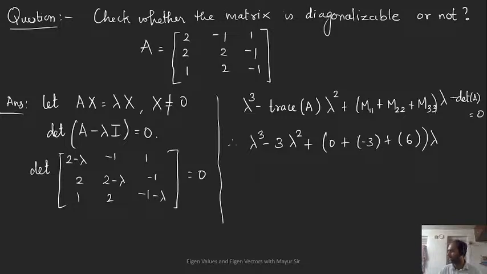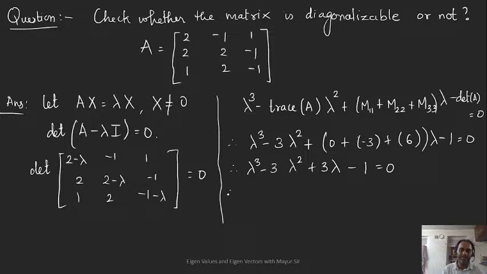By the time, I'll also calculate here. So I am sure the determinant is 1. So let us see here, it is going to be equal to 0, and therefore we have lambda cube minus 3 lambda square plus 3 lambda minus 1 equals 0. Now if you see this, you can solve this in your calculator.